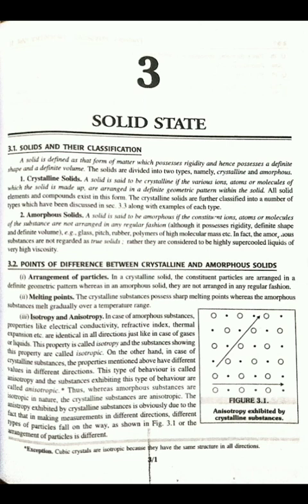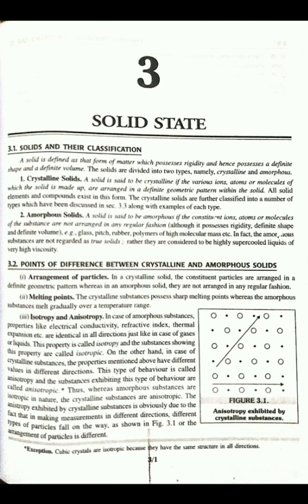Third, isotropy and anisotropy. In case of amorphous substances, properties like electrical conductivity, refractive index, thermal expansion, etc. are identical in all directions, just like in case of gases or liquids. This property is called isotropy, and the substances showing this property are called isotropic. On the other hand, in case of crystalline substances, the properties mentioned above have different values in different directions. This type of behavior is called anisotropy, and the substances exhibiting this type of behavior are called anisotropic. Thus, whereas amorphous substances are isotropic in nature, the crystalline substances are anisotropic.